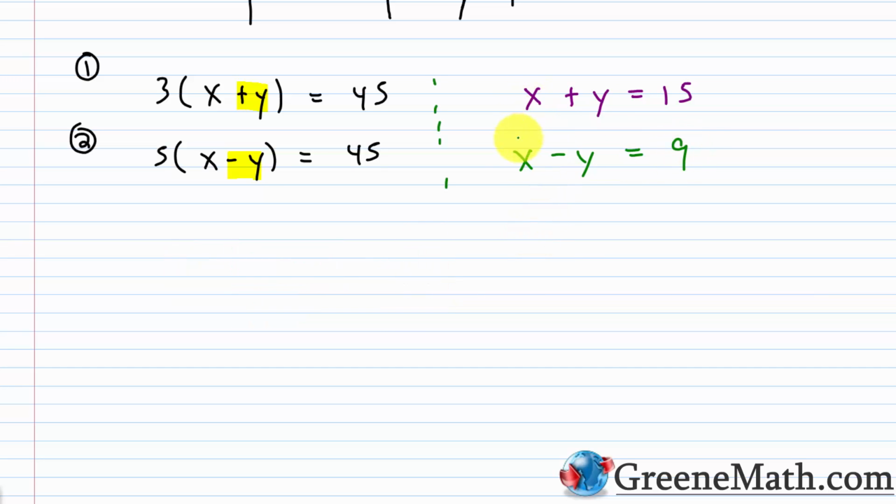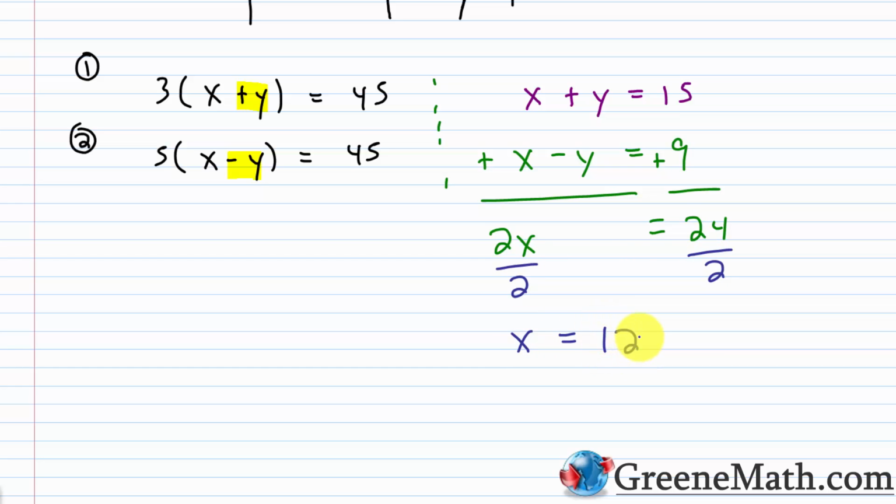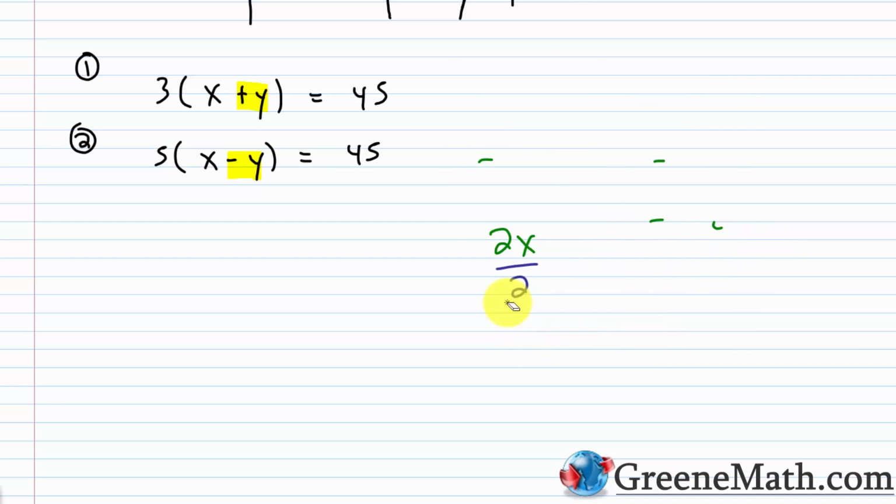So if I add the left sides together, set that equal to the sum of the right sides: x plus x is 2x, y plus negative y, or y minus y, is 0, and 15 plus 9 is 24. Now I divide both sides of the equation by 2, and I get that x is equal to 12. All right, so let's erase all this. We know x equals 12 at this point.